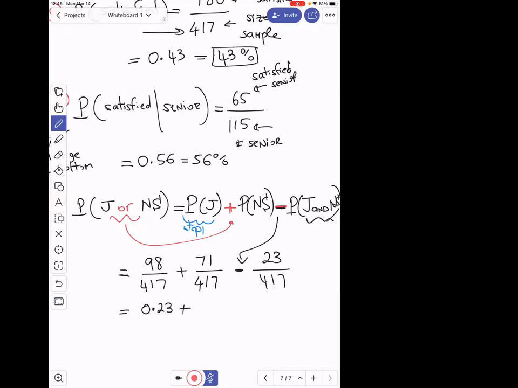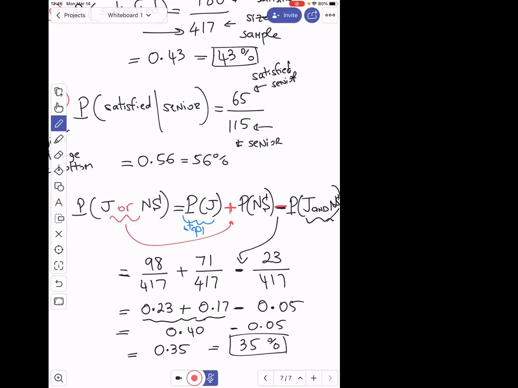All right. 71 over 417, that's actually equal to 0.17, minus, right, 23 over 417, so that would be equal to 0.05. So if you do 0.23 plus 0.17, this is actually 0.40, minus 0.05. So that will be 0.35. And so this is 35%.